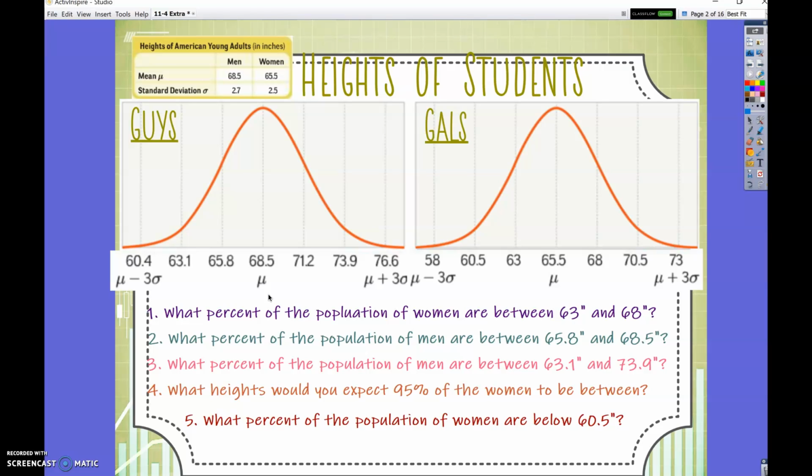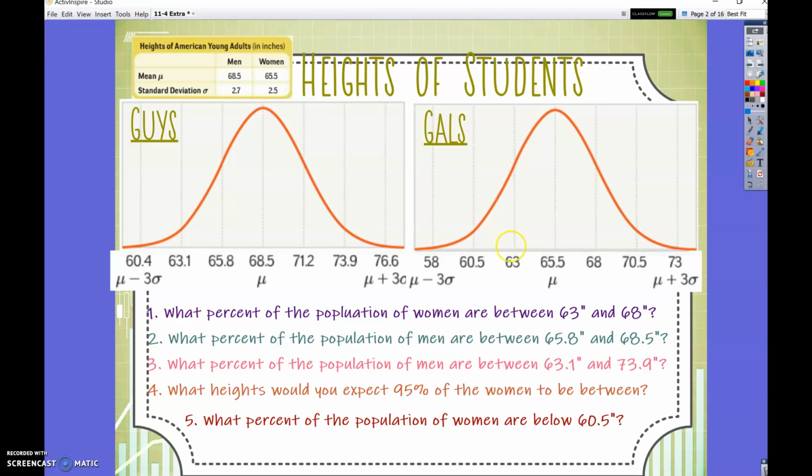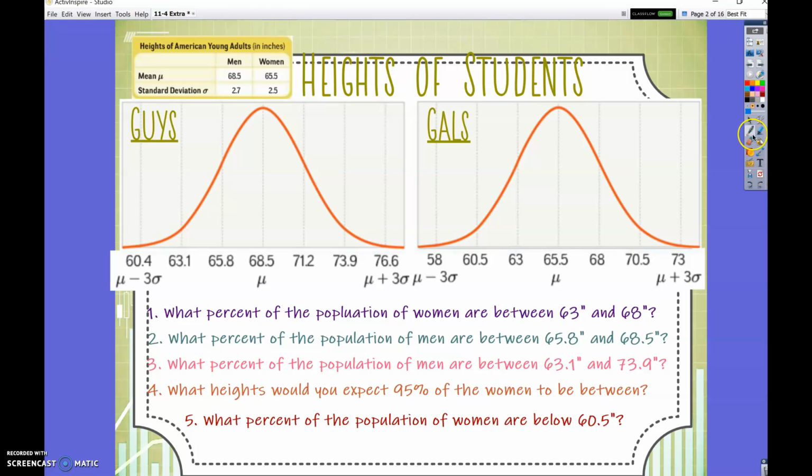So when they ask, what is the percent of the population between 63 and 68 inches for women, we would look here on the 63 and the 68. And we know from our empirical rule that 68% of the data lie between the first standard deviations. So this is one standard deviation to the right and one standard deviation to the left. So 68% of your data lies between there.